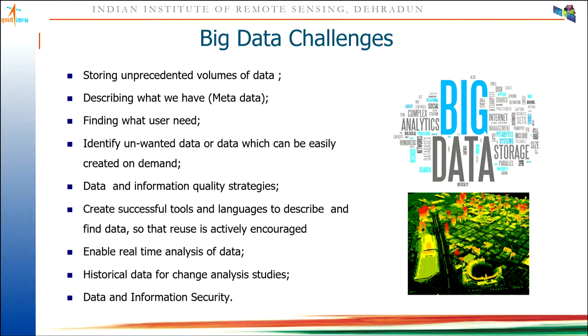Enable the real-time analysis of data, historical data for change analysis studies, and data and information security, another important aspect. Because when you have this kind of data in place in geocomputation or geo web services solutions, data security also plays a very, very important role. Although we will not be able to cover all these topics in this course, you have to understand these are the important challenges when you are dealing with geographical data or big geodata.